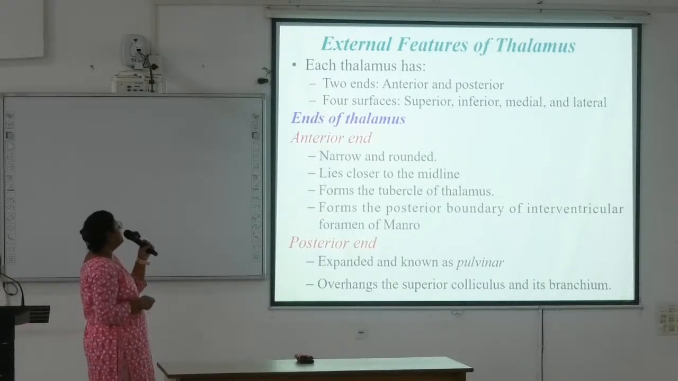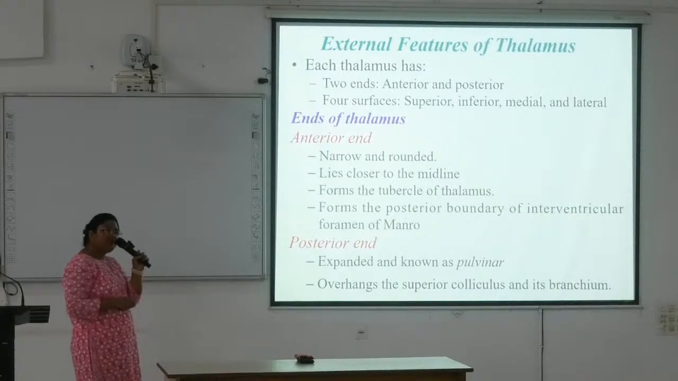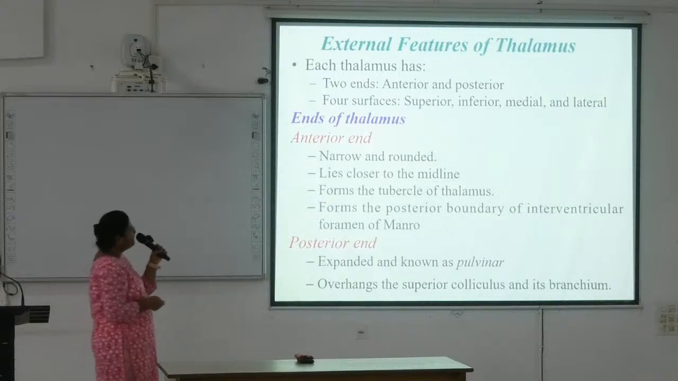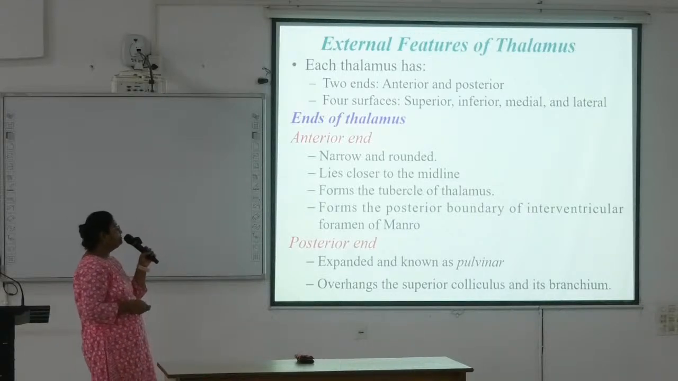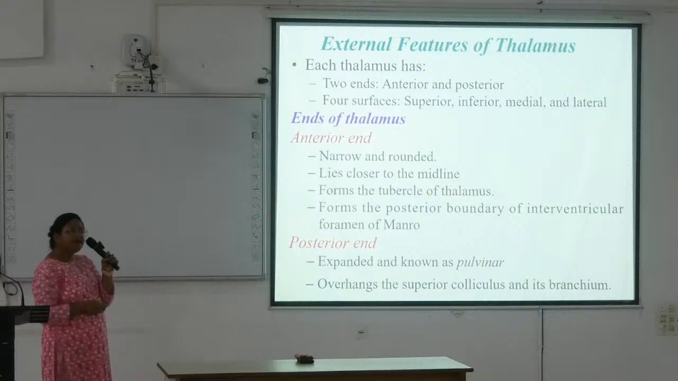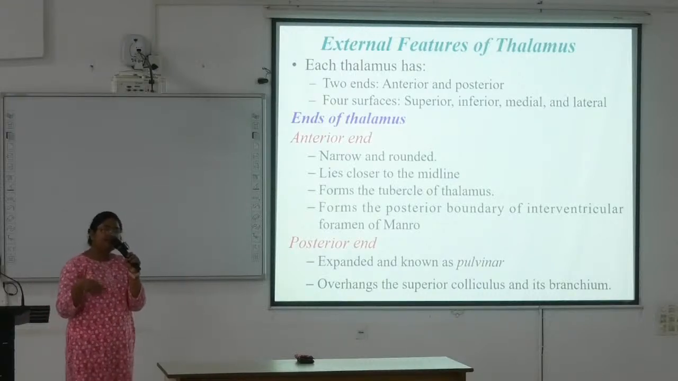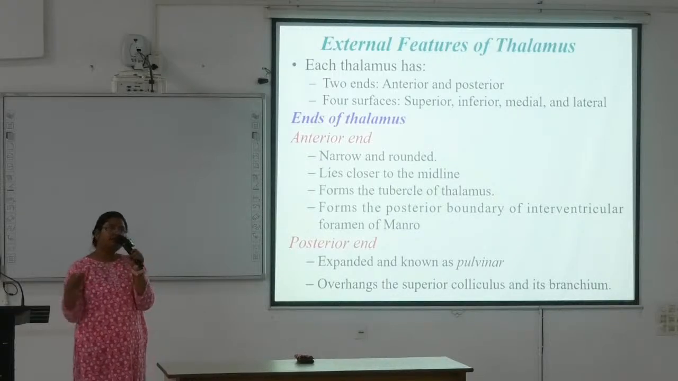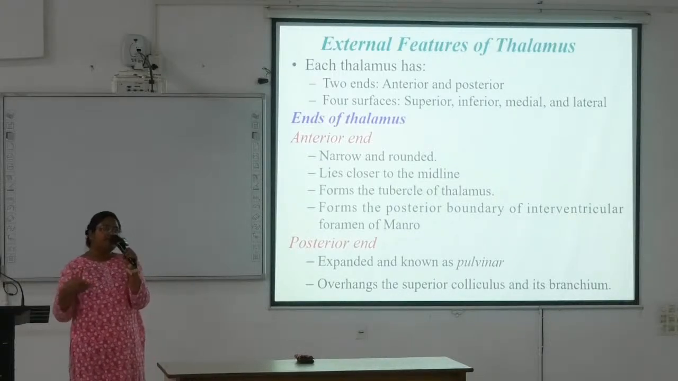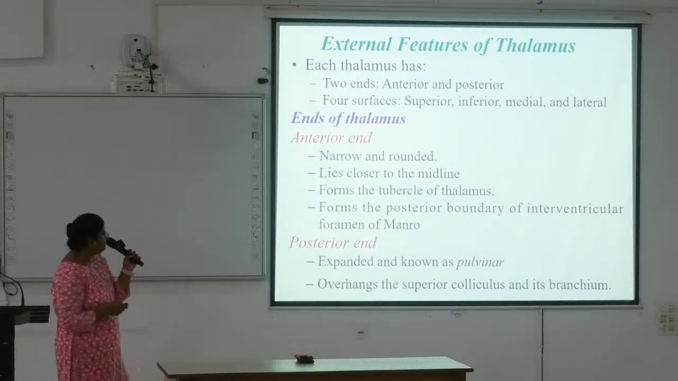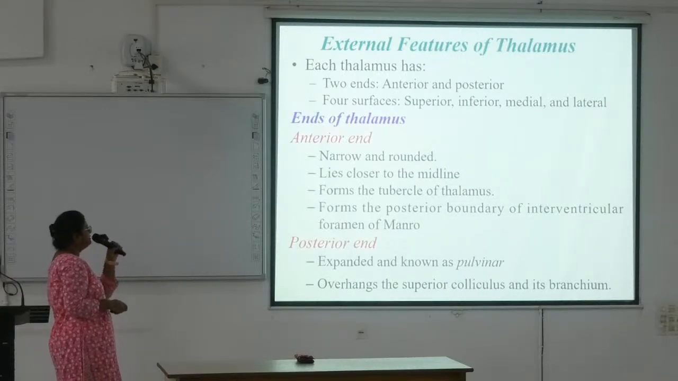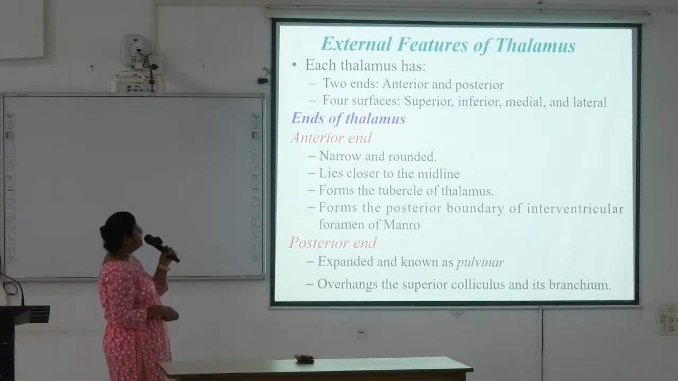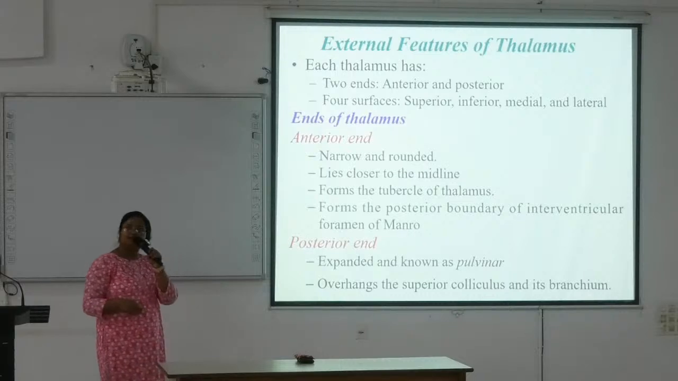First, the ends. Anterior end, it is narrow and rounded and lies closer to the midline. It forms the tubercle of thalamus, forms the posterior boundary of interventricular foramen of Monro. You have seen in the viscera the location of the thalamus on the two sides of the third ventricle. Okay, below the caudate nucleus, forming floor of the lateral ventricle. Okay. Posterior end, it is expanded and known as the pulvinar. It overhangs the superior colliculus and its brachium.